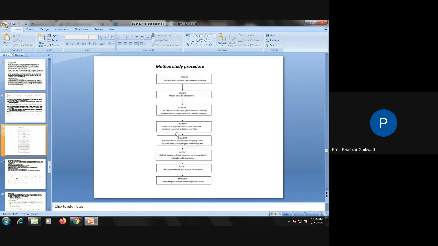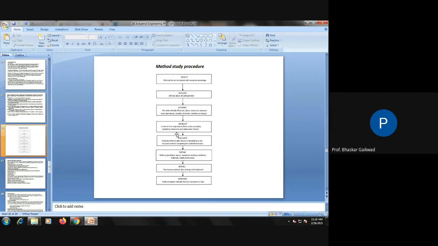Then here a chart is given. You can read two or three charts related to work study, in descriptive method study charts as well as the structural diagrams of the chart. You can read: select, record, examine, develop, evaluate, define, install and maintain. So these are the procedures for method study.